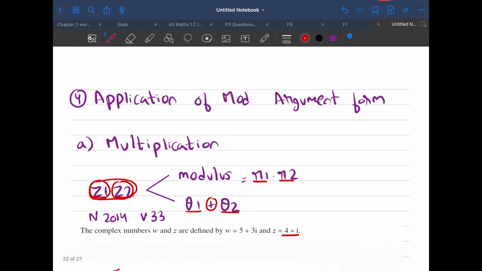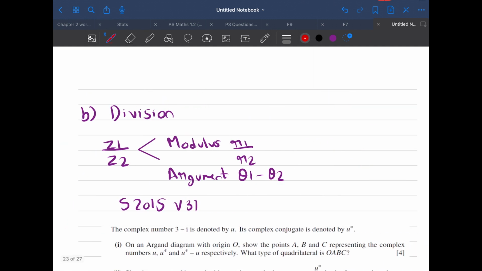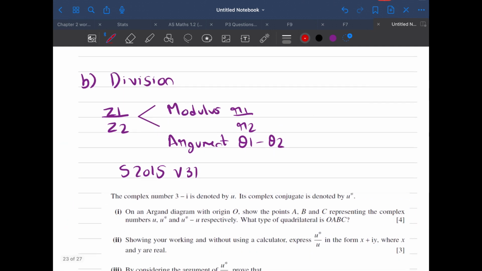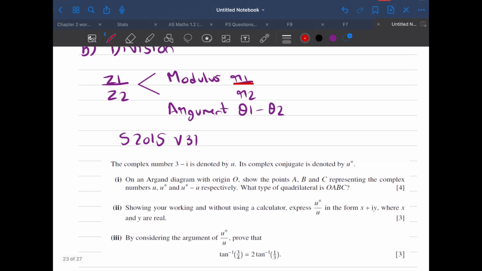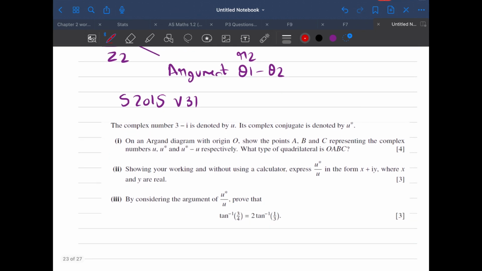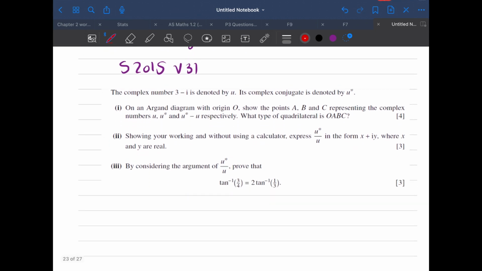This is about multiplication. Now let's start with the property of division. In division, the modulus is r1 upon r2, and the argument is theta 1 minus theta 2. The first part says we need to draw on the Argand diagram. Let's do this also so it's clear to us.